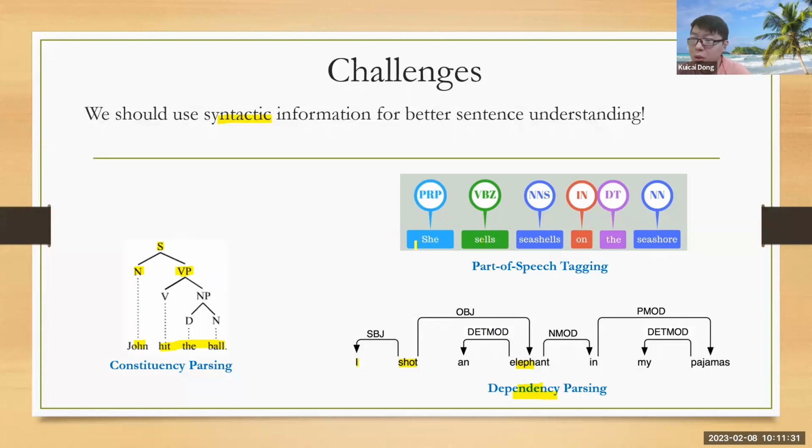Our goal in this paper is how we can incorporate this syntactic information to get high quality information extraction. So far, any questions?